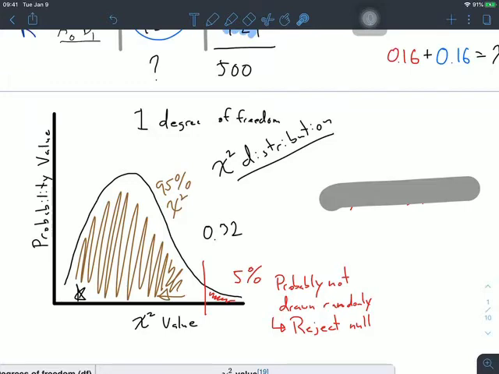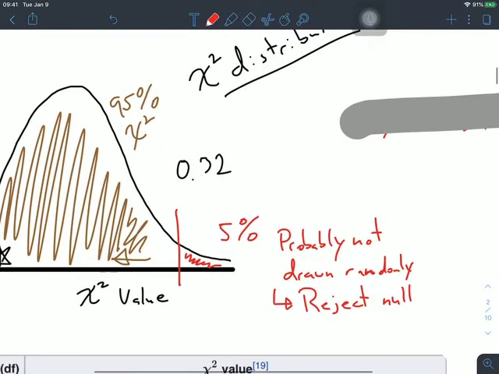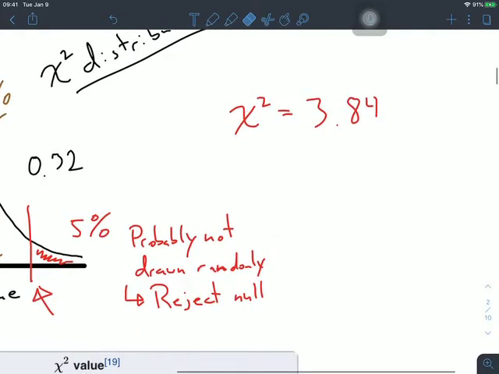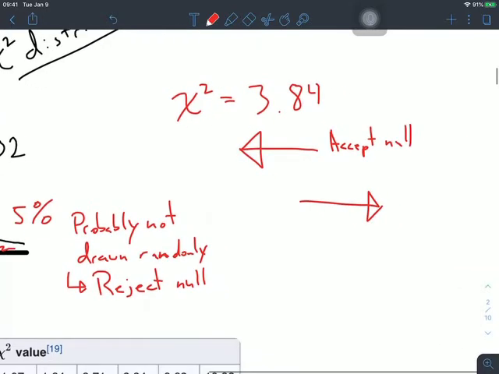Our chi-squared value for 1 degree of freedom, our threshold, this spot, is a chi-squared value of 3.84. That is always the value that we're going to be using. If you have a value less than this, that means that you accept the null. And if you have a value greater than this, that means that you're going to reject the null.